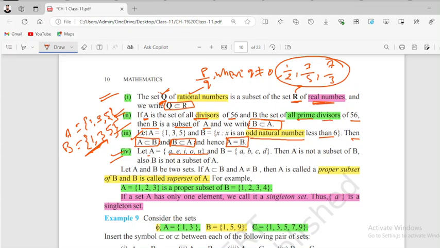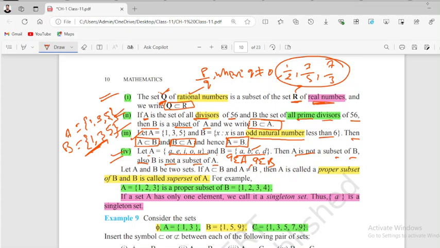Now point number 3: set A is the vowels of the English alphabet. It contains 5 elements, and set B contains 4 elements. Then A is not a subset of B, and B is not a subset of A, because all the elements of set A and all the elements of set B cannot match each other. Only element A belongs to set A and also belongs to set B, but E does not belong to set B and B is not present in set A, so these two sets are not subsets of each other.